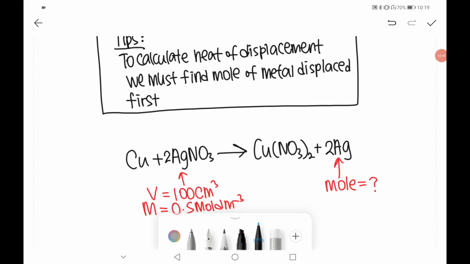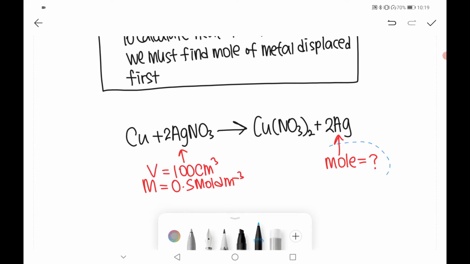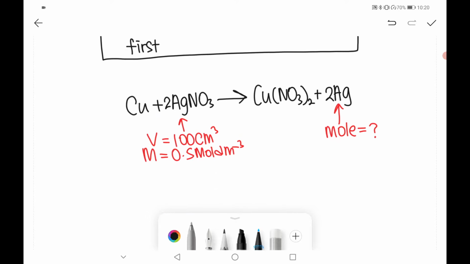Okay, so now if we want to find the mole of the silver, we are not given any information about the silver, right? So we have to start from here because we only know this one. So how to find the mole?